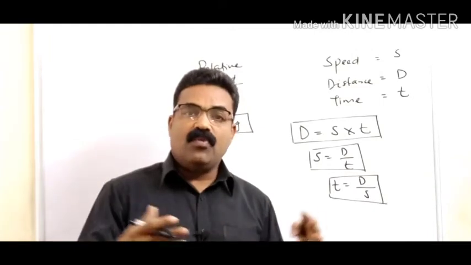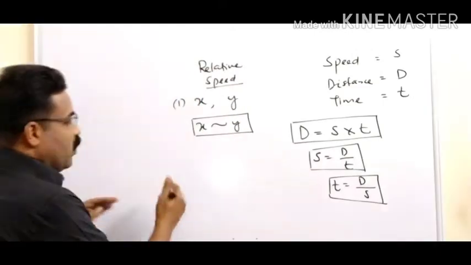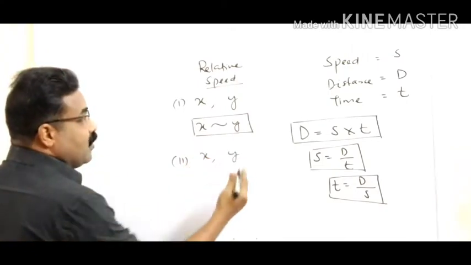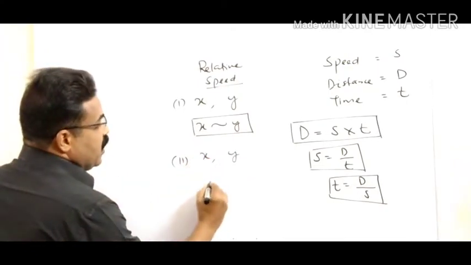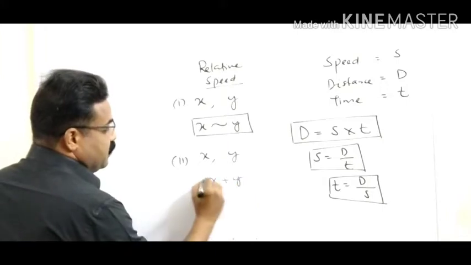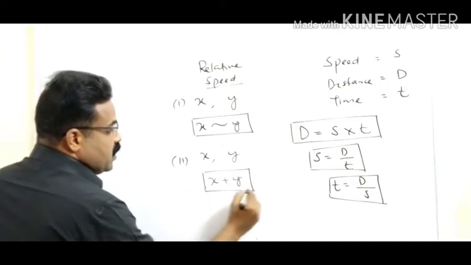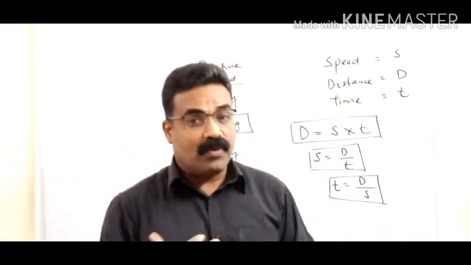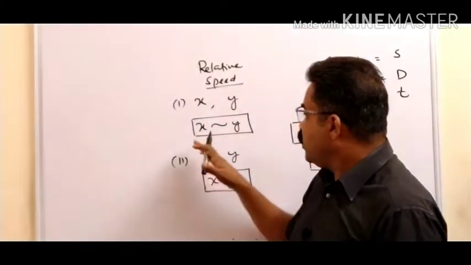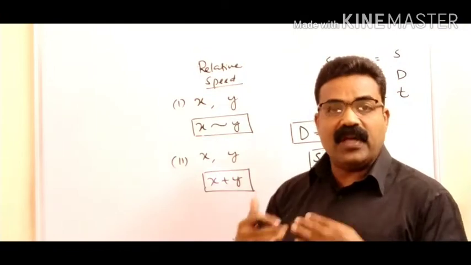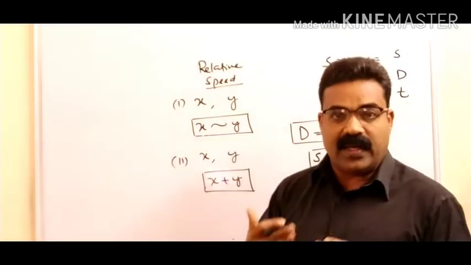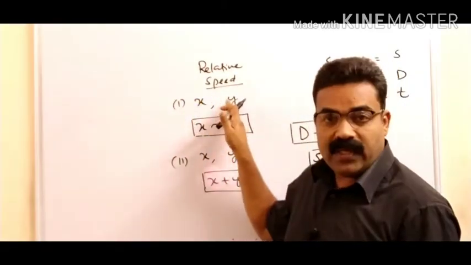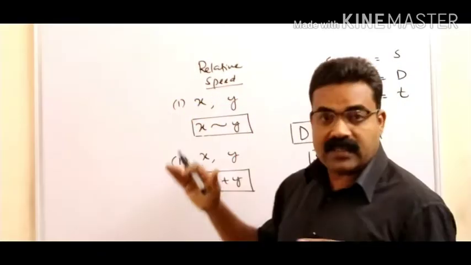Suppose they are moving in the opposite direction, meaning one is approaching the other. When they are moving in the opposite direction and x and y are their speeds, then the relative speed is taken by x plus y. So this is the second concept: when they are moving in the same direction and when they are moving in the opposite direction. If they are moving in the same direction, we take the difference between the speeds. If x is greater, we take x minus y. If y is greater, we take y minus x accordingly.